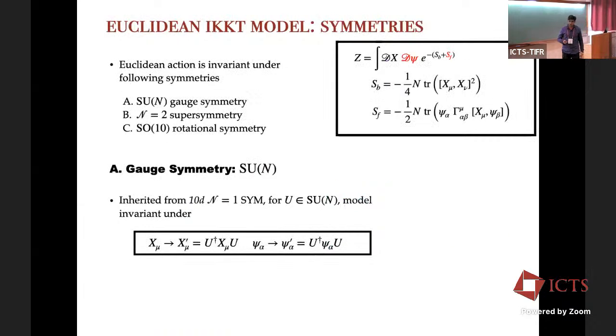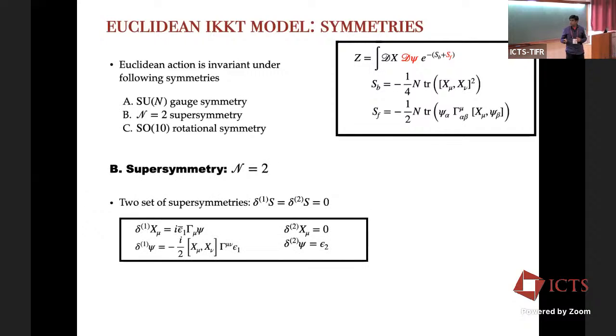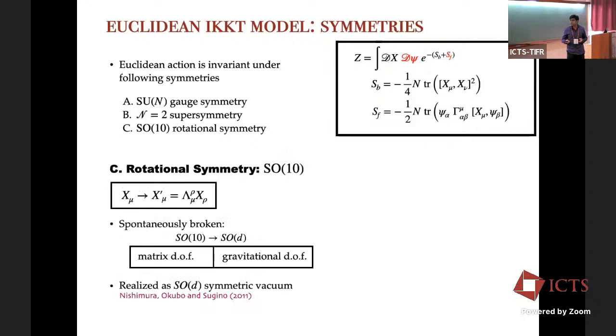The Euclidean action of the IKKT model is invariant under the following three symmetries. First is the SU(N) gauge symmetry, which is directly inherited from the 10-dimensional N equal to 1 super Yang-Mills. The second is an extended N equal to 2 supersymmetry over the maximal N equal to 1 in 10 dimensions, so it includes information about gravity. The third symmetry is the main focus of this work.